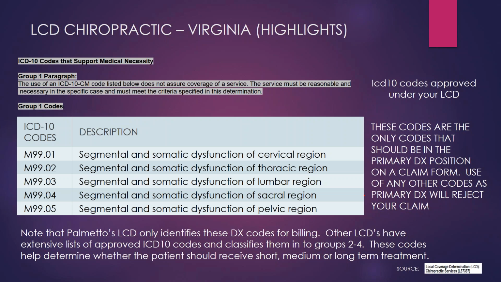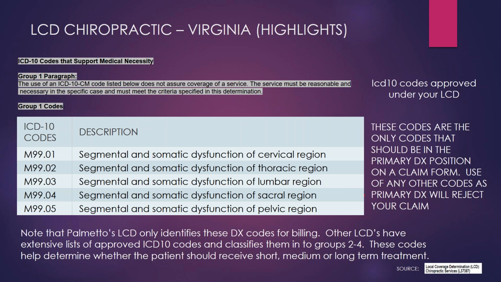Now, I'm going to tell you, other LCDs have extensive lists of approved diagnosis codes, and they actually classify them. Your LCD has group 1 codes, but you are missing the groups 2, 3, and 4 codes that other LCDs will have. For example, Noridian and Novitas Solutions will group the diagnosis codes, which are usually your associated signs and symptoms, or your manifestation diagnosis codes, into 3 other groups. Those groups define whether a patient would be recognized for short-term, medium-term, or long-term treatment. Some LCDs even give you numbers of visits, such as short-term treatment being up to 12 visits, medium-term up to 20 visits, and long-term up to 30 visits. But your LCD does not do that.